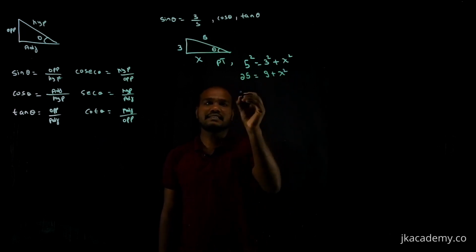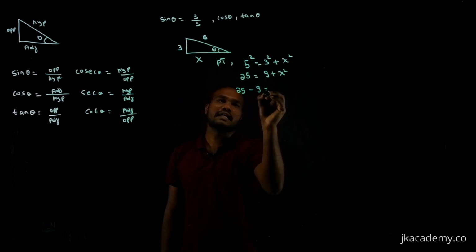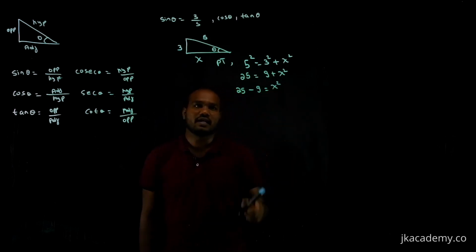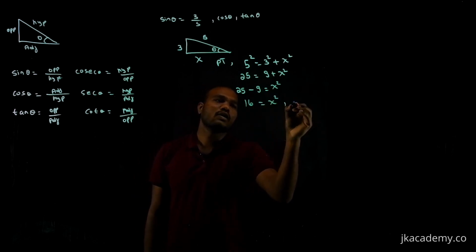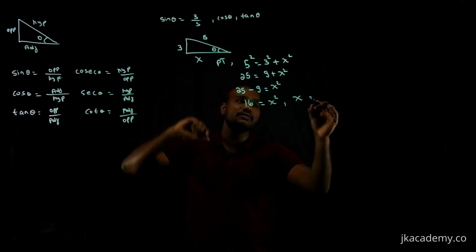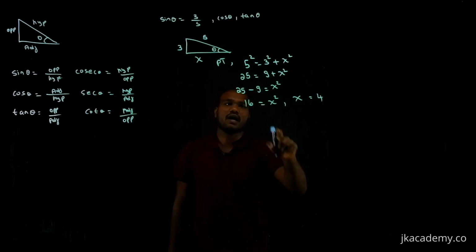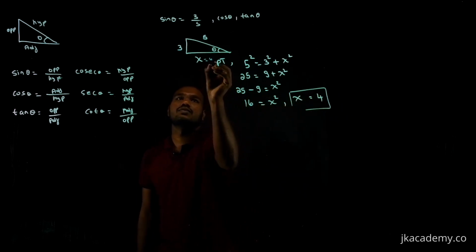If I send this 9 to this side, it will become minus 9, right? 25 minus 9 is equal to x square. 25 minus 9, 16 is equal to x square. What will be the x value? Under root of 16, that is plus or minus 4, but since it is a distance, we have to take only positive 4. Under root of 16 is 4. So X is equal to 4.